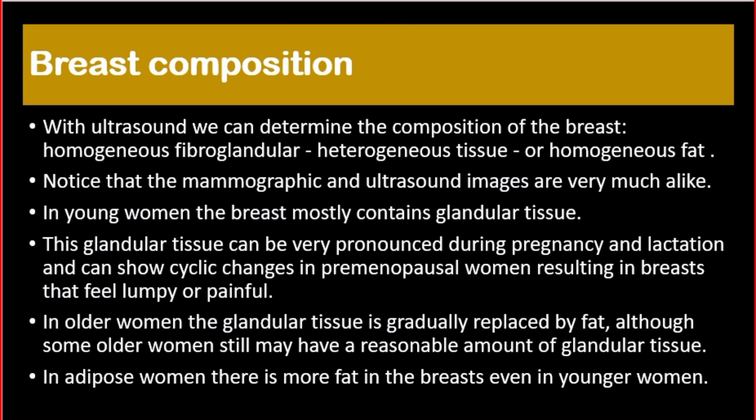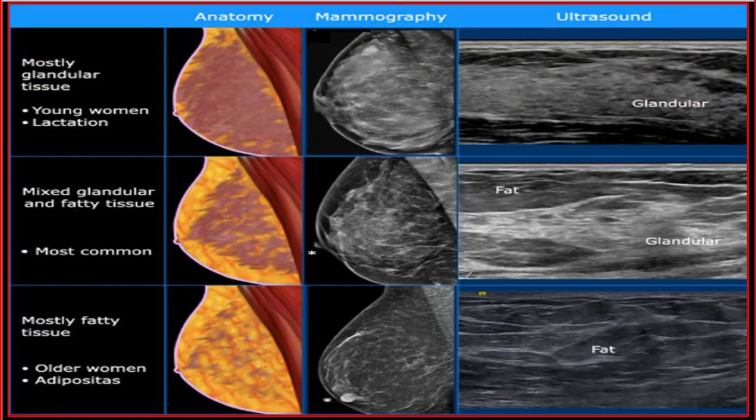Breast composition. With ultrasound, we can determine the composition of the breast: homogeneous fibroglandular, heterogeneous tissue, or homogeneous fat. Notice that the mammographic and ultrasound images are very much alike. In young women, the breast mostly contains glandular tissue.